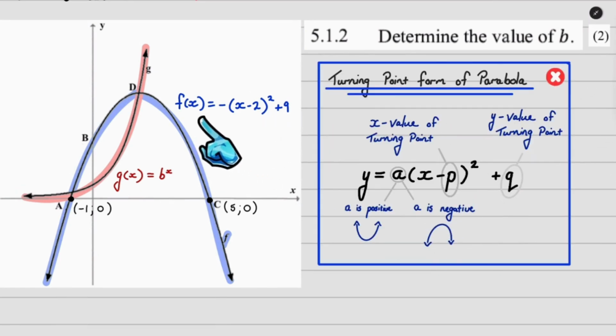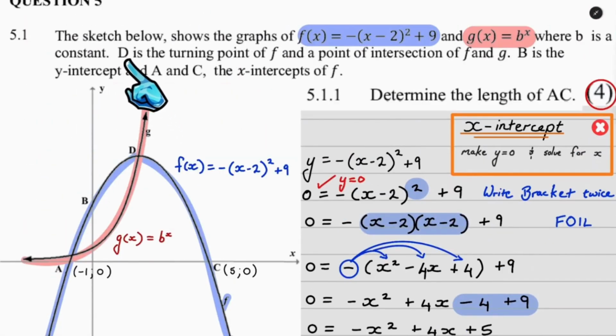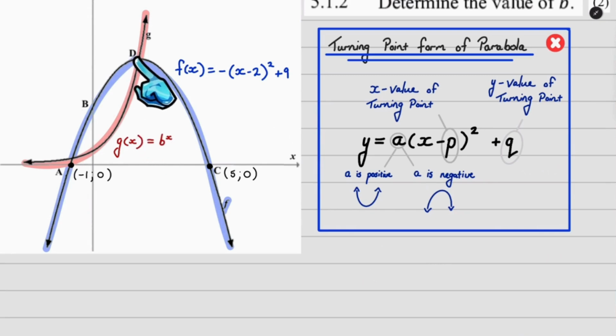And if it's in that format, I can extract quite a lot of things. I can get the x value of the turning point there and the y value of the turning point at the end over there. So I know that D is the turning point of the parabola because they did tell that to us in the question. D is the turning point of f, the parabola. So I can literally write down this turning point. It's 2 and 9.